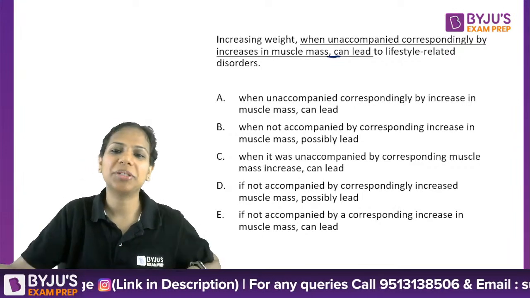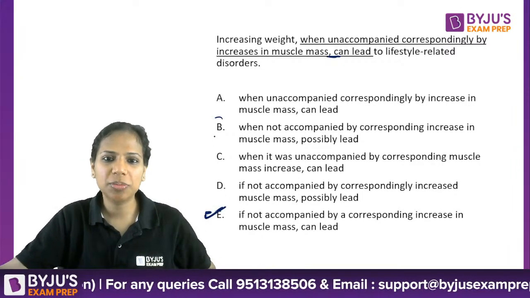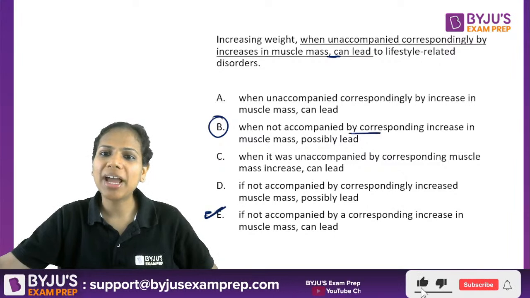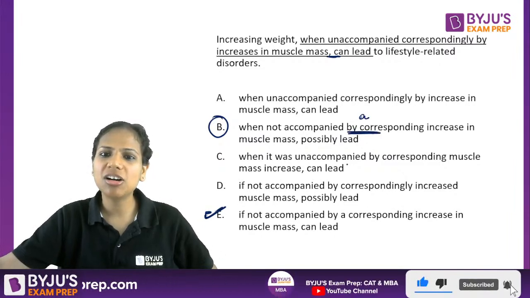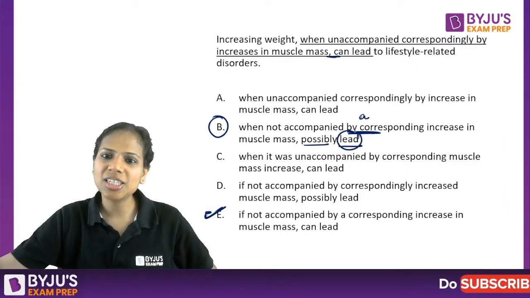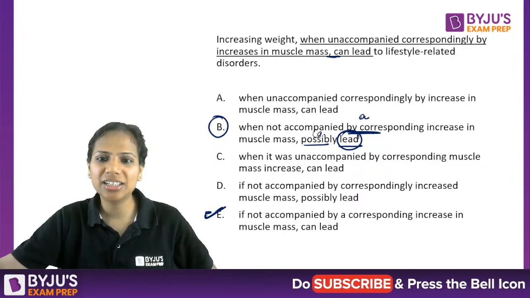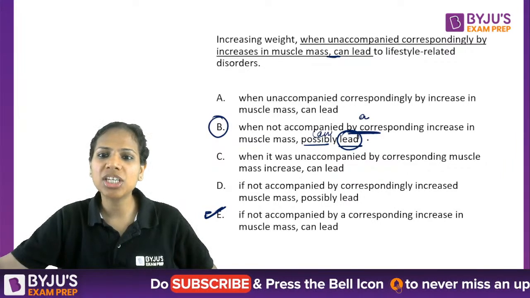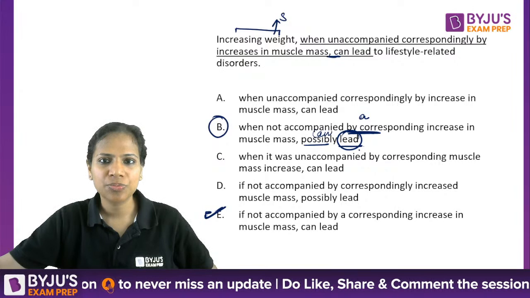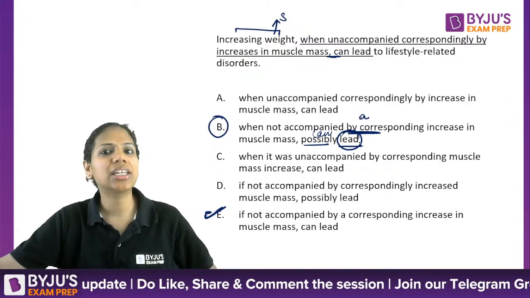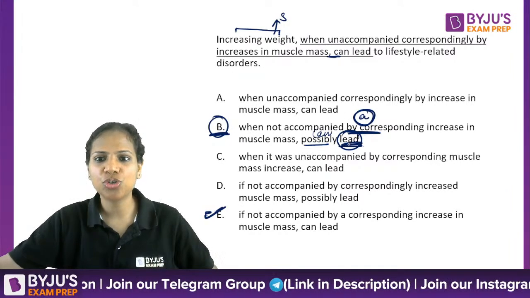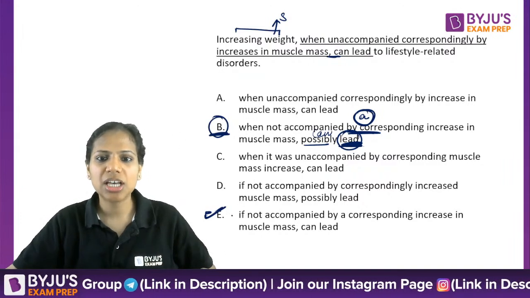E is the answer here, not B. Let's see why. So increasing weight when not accompanied by corresponding increase. Shouldn't it be by a corresponding increase? Moreover, possibly lead. Can I say possibly lead? Either I should say can lead, instead of possibly lead, or I should say leads, because increasing weight is singular. So this one should be leads then, right? Either possibly leads or can lead. So this is problematic because of not having the article and because of subject-verb agreement error. So E is the answer here.